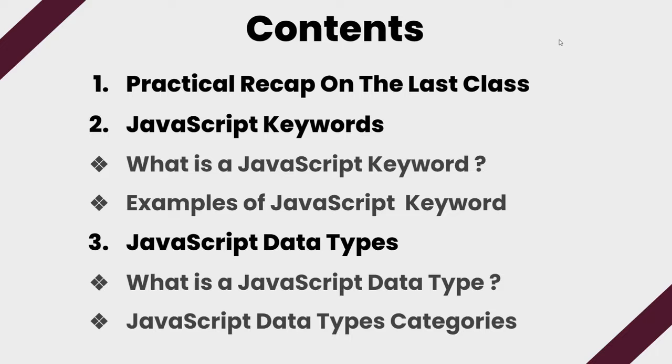For the last section, we have JavaScript data types. Under this section, we'll get to know what a JavaScript data type is, and we'll also see the categories of data types we have in JavaScript. JavaScript has up to seven or eight data types, but these are divided into two categories, mainly the primitive data types and the advanced data types. For the sake of simplicity and because of time, we'll only be taking the primitive data types in this class, and continue from there in our next class on Monday.